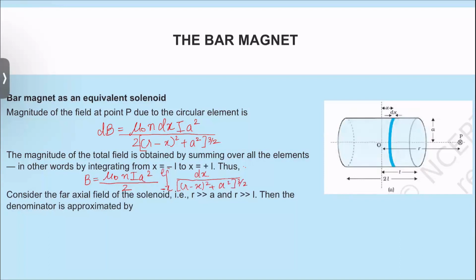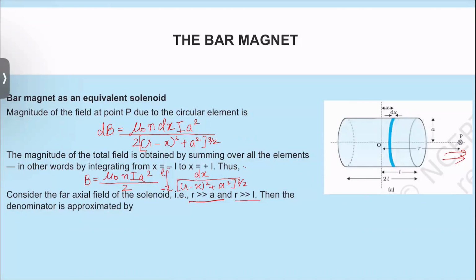Now if we consider a far axial field, that means r is much greater than a, as well as r is much greater than L. So the point P is actually far away from the center of the solenoid.